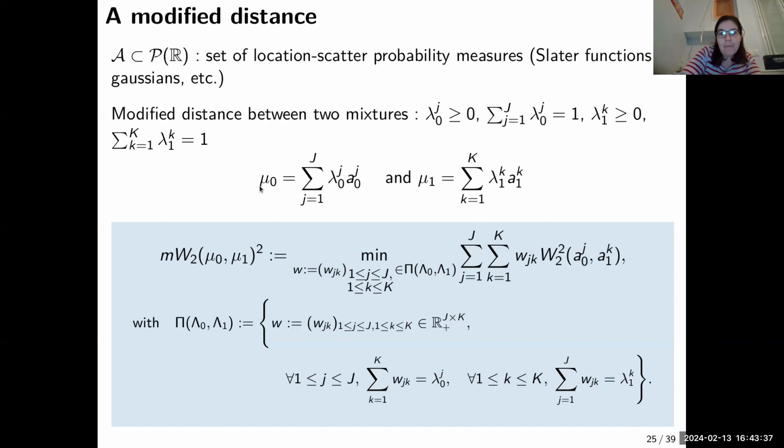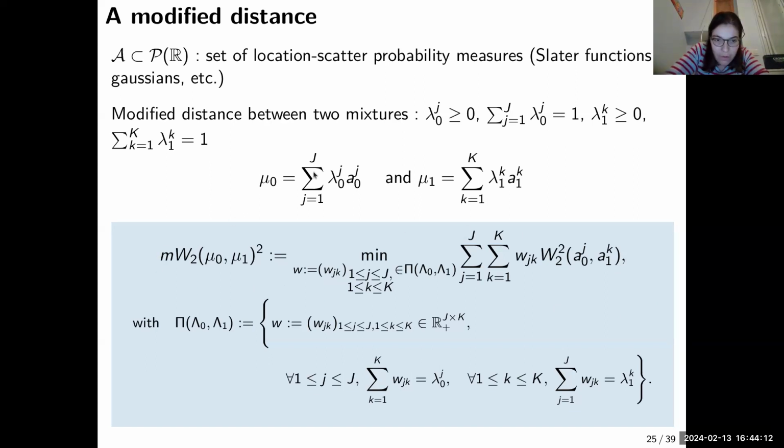So more precisely, this will be a modified distance between two probability measures, mu0 and mu1, that can be written as convex combinations of location-scatter probability measures, that is to say, of translations or dilatations of this reference scatter probability measure, okay? And this modified metric is defined as follows. The expression is a bit complicated. I just want to highlight the ingredients that are necessary to compute it.